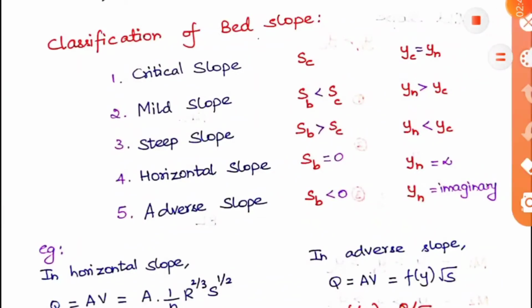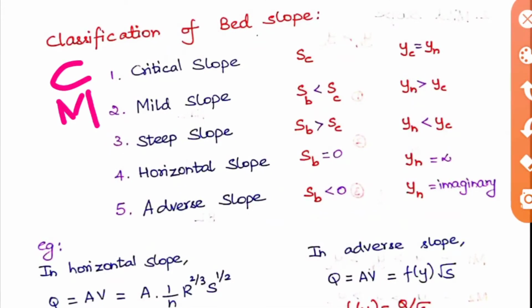The first case is the critical flow, which is denoted as C. Here when the slope is equal to SC, we call it a critical slope, and at that point YC will be equal to YN. Critical depth and normal depth will be equal. Just see this tabulation once, then we will see each and everything in detail also. The next is the mild slope, which is denoted as M. Here the bed slope will be less than the critical slope, and the normal depth of that flow will be greater than the critical depth. The flow will generally be subcritical flow; in the previous case it is critical flow, and in this case it is subcritical flow.